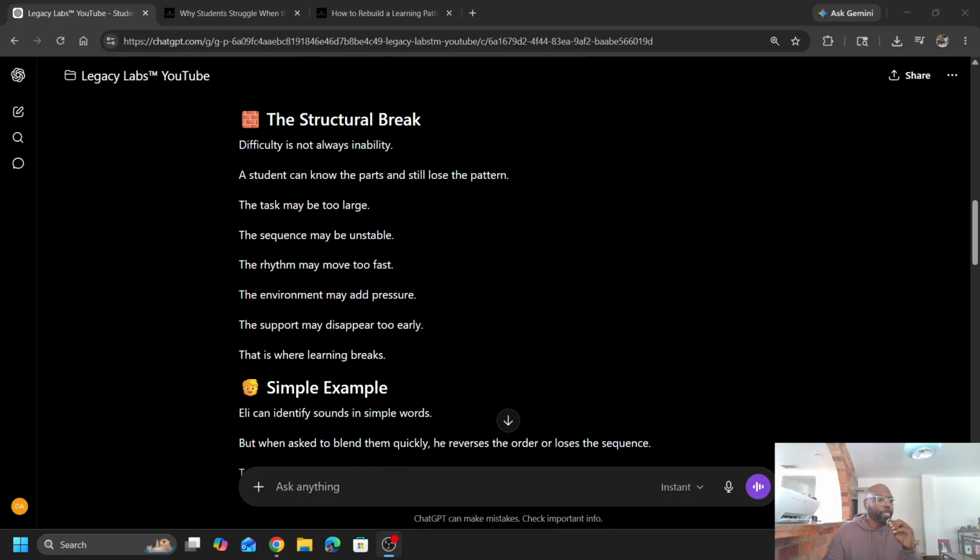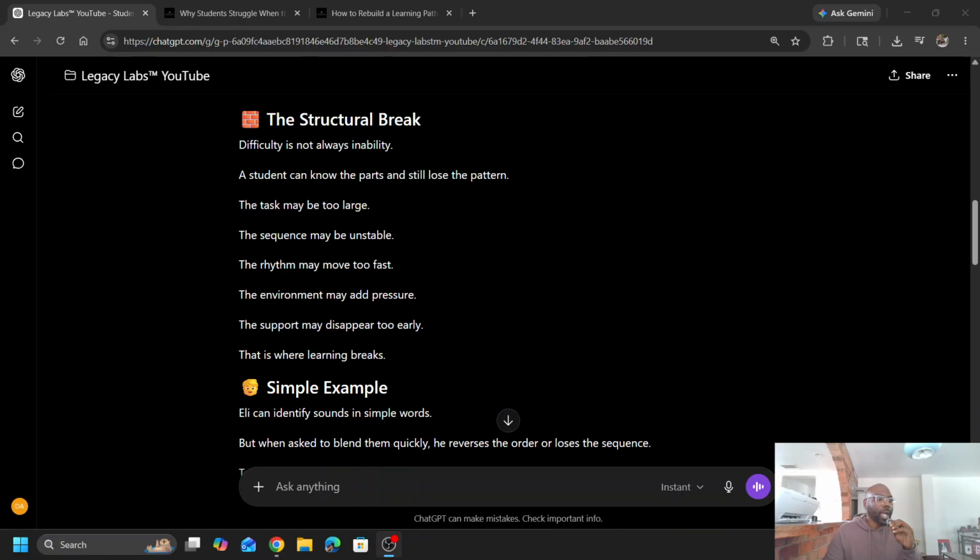So the structural break is this: a student can know all the parts and still lose the pattern. That can happen when the task moves faster than the student's ability to stabilize the sequence. The task might be too large, the rhythm might be too quick, the support may disappear too early. The environment may add pressure. The feedback may arrive after the breakdown instead of before it.